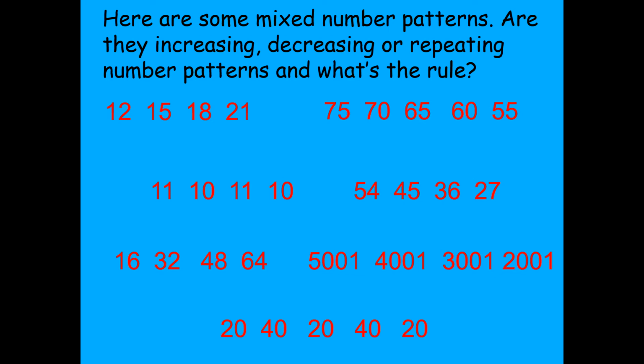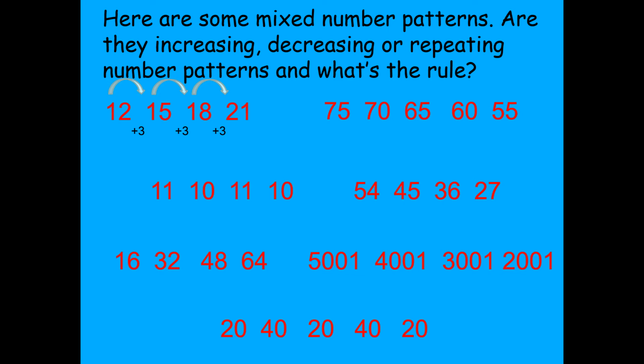Okay, guys, how did you do? Were you able to write down all of the different rules? So let's look at the first one here. It's an increasing number pattern because the numbers are getting bigger. We jump from 12 to 15, then to 18, and then to 21. How many more are we going up along the number line? That's right. It's got the rule of +3 each time.